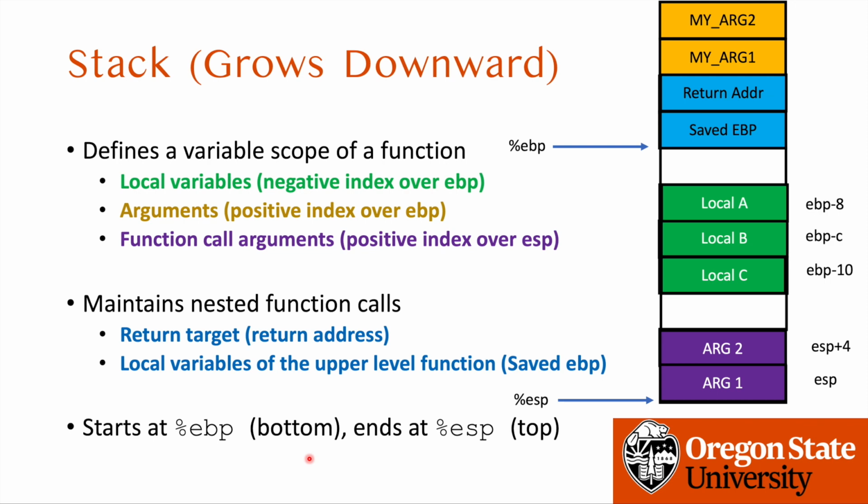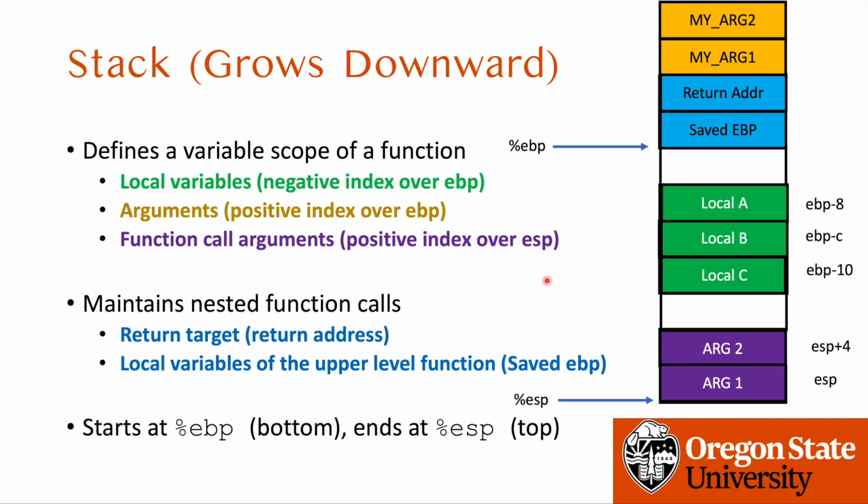Now we know the three basic elements of the stack: local variables marked with the green color, the arguments passed from the caller marked with yellow, and the arguments passed to the callee marked with purple. And in addition to those three elements, we have two more elements which are very important in exploiting the buffer overflow vulnerability, the topic of this slide. They are the return address and saved EBP. I marked them in blue in the stack as well.